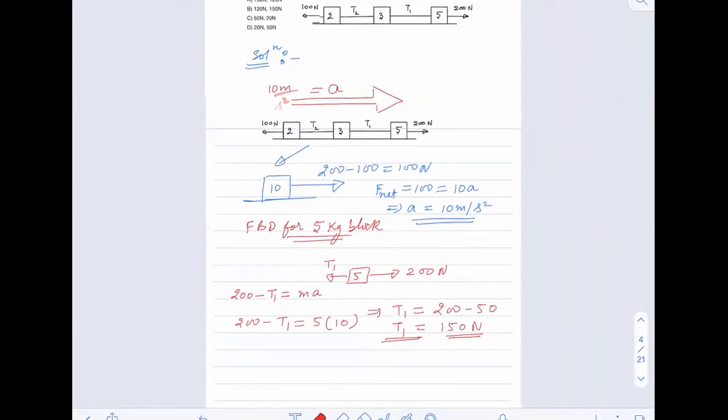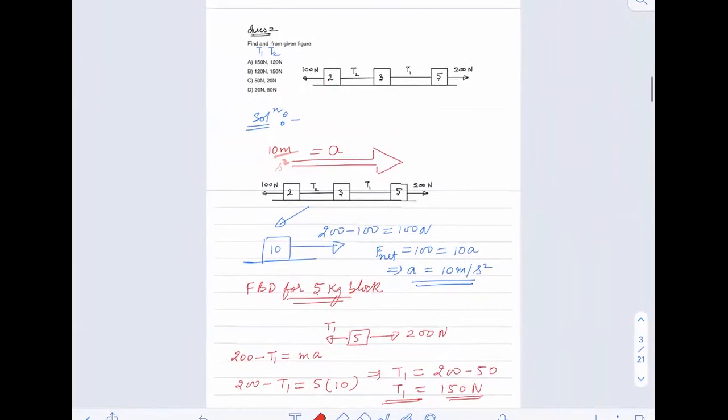Now just check the answers and tell which option should be correct. Yes, A is the correct answer for this. So do you need me to solve for T2 also, or will you solve for T2? Will you solve for T2 or shall I solve it?